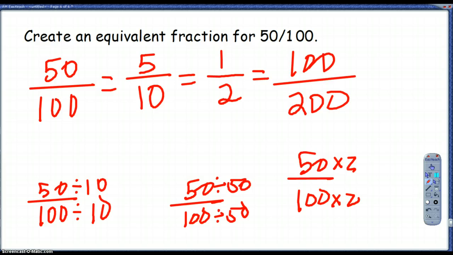So remember, whenever you're comparing fractions, you can draw pictures, you can make a number line, you can multiply the numerator and denominator by the same amount, or you can divide the numerator and denominator by the same amount.